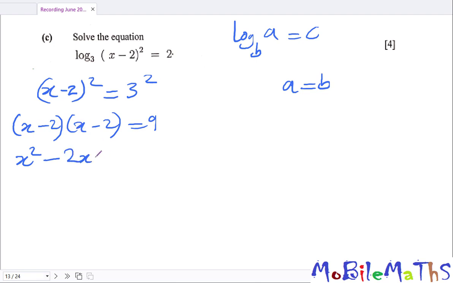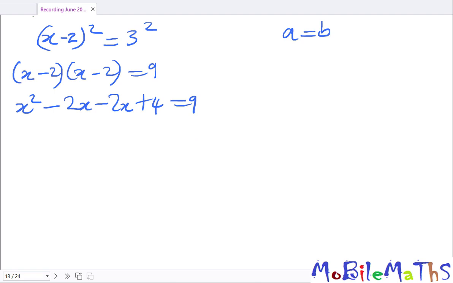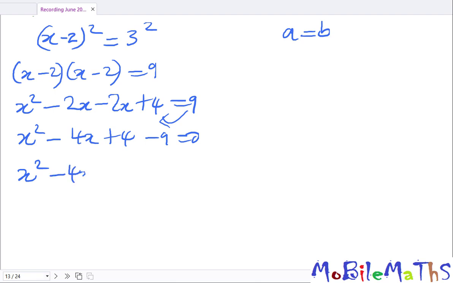By minus 2, that's minus 2x again, then plus 4 is equal to 9. Simplifying, I'm getting x squared minus 4x plus 4. Then this 9 goes to this side and becomes minus 9, equals 0. Simplifying, that's x squared minus 4x minus 5 equals 0.